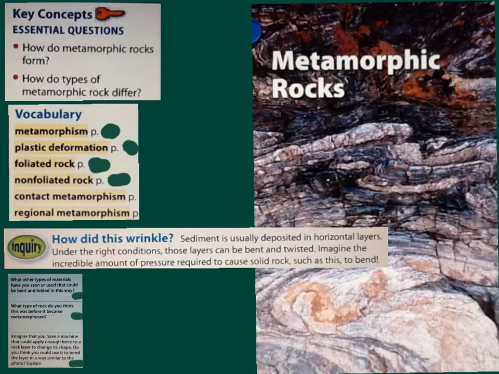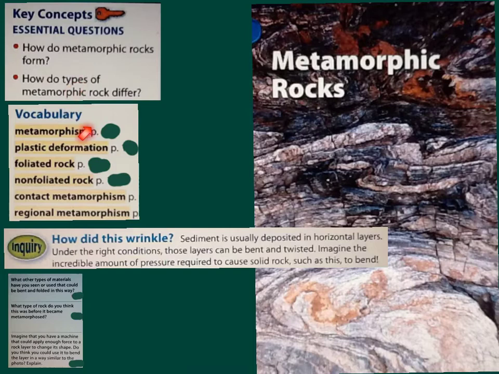Okay, this section is the last of the three with metamorphic rock. I want to make sure that you take a look at these two questions. How do metamorphic rocks form? That is the main one. And how do types of metamorphic rock differ? These two questions are our essential questions. Also, I want you to pay particular attention to the key terms or the vocabulary words, since you will be having a vocabulary test over these terms.